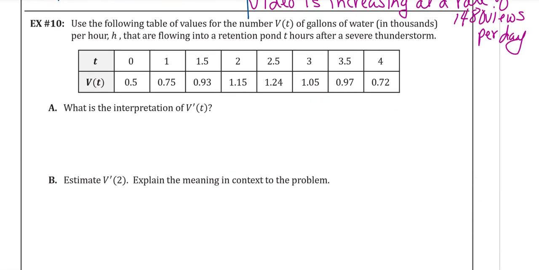Okay, and finally, our last example. Using the following table of values for the numbers V of T, which is gallons of water in thousands per hour that are flowing into a retention pond T hours after a severe thunderstorm. Okay, so it's rained outside, water's everywhere, and now we have a retention pond that's filling up. So what is the interpretation of V prime of T?